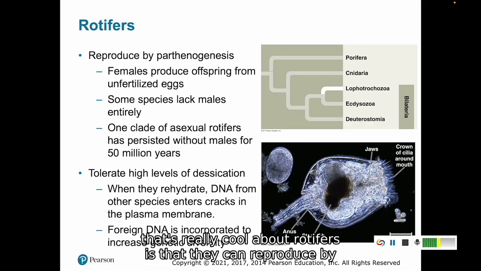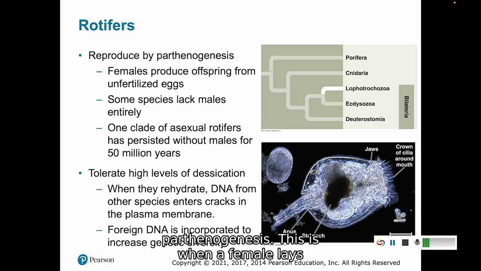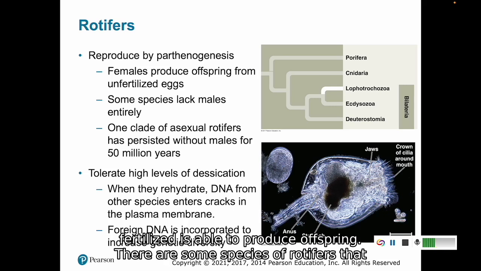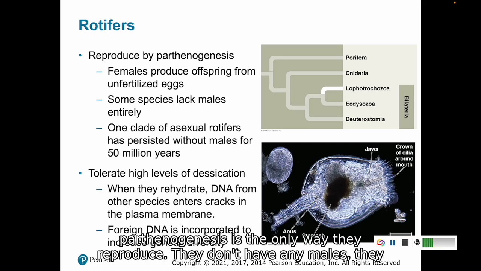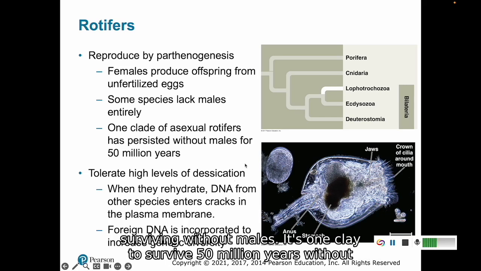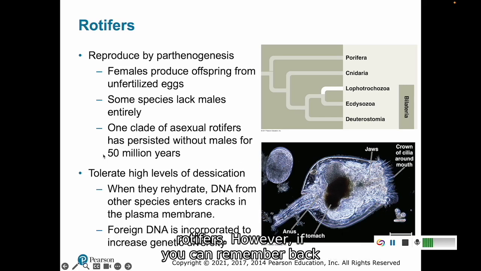One thing that's really cool about rotifers is that they can reproduce by parthenogenesis. This is when a female lays an egg, and that egg, without being fertilized, is able to produce offspring. There are some species of rotifers where parthenogenesis is the only way they reproduce. They don't have any males. They only have females that lay these eggs. So they're reproducing asexually and surviving without males. This one clade has survived 50 million years without males.